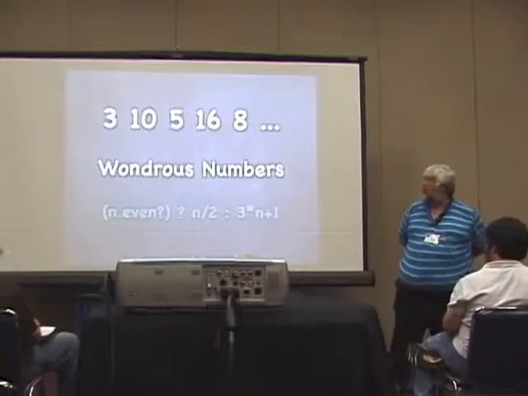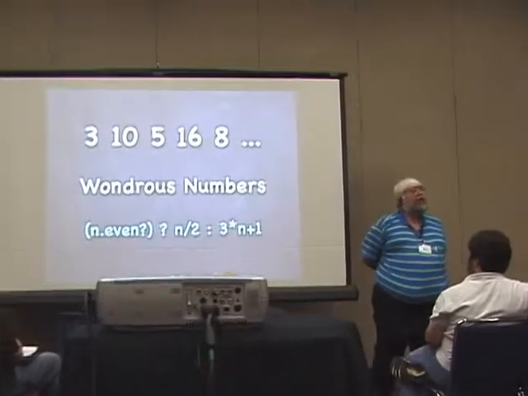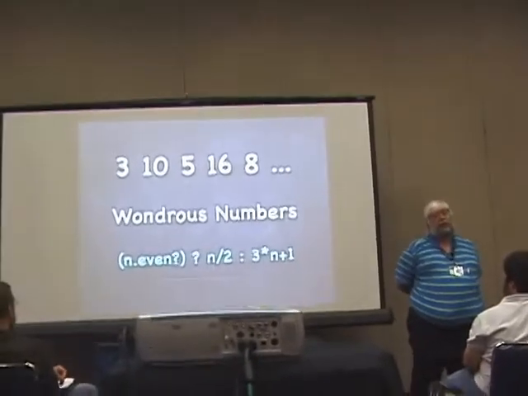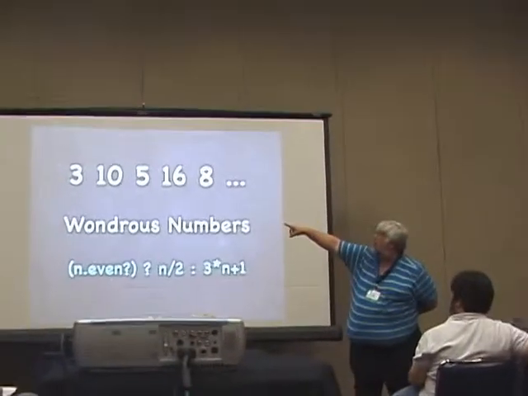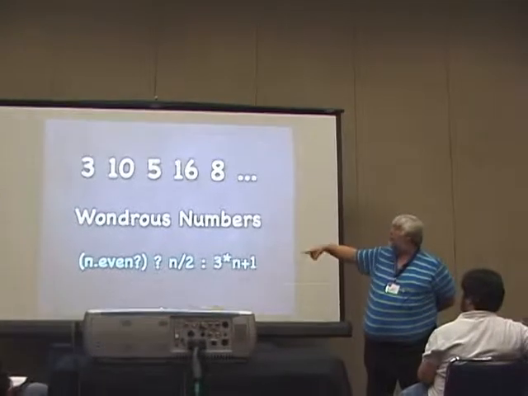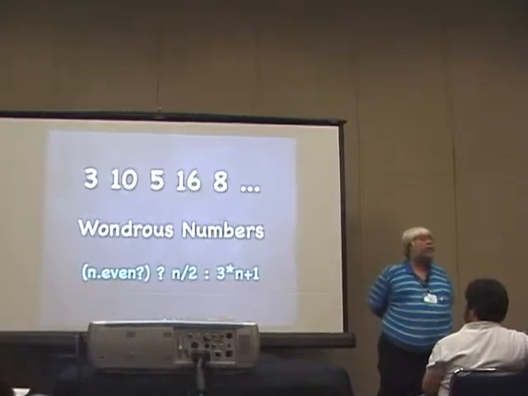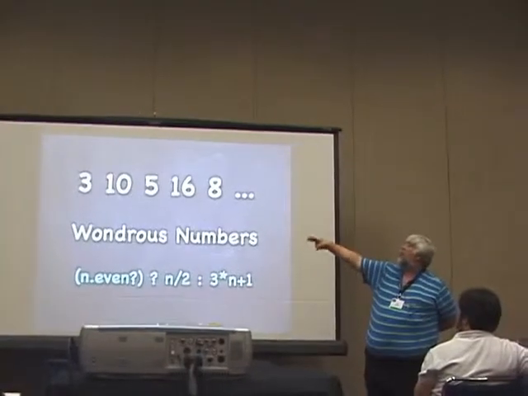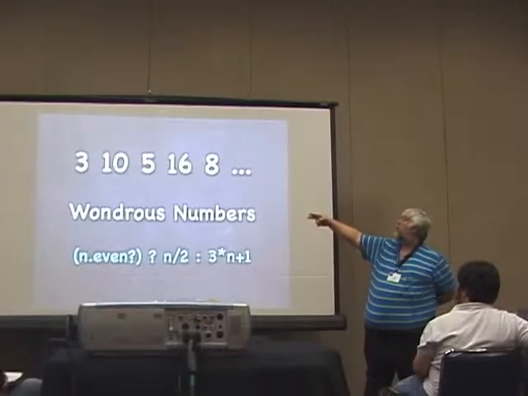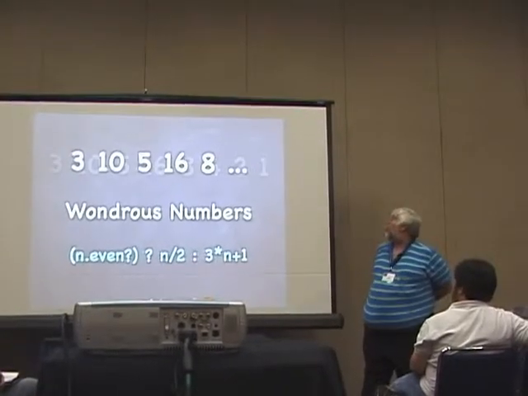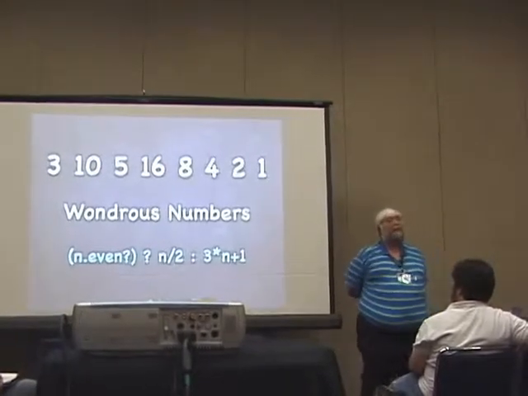This is a sequence, and the rule is, if you take a number in the sequence, and if the number is even, then you divide the number by 2. So in this sequence, 10 is even, so the next number is 5. If the number is odd, such as 3, then you multiply that number by 3 and add 1. So 3 multiplied by 3 is 9 plus 1 is 10. 10 divided by 2 is 5. 5 tripled is 15 plus 1 is 16. Then 16, 8, 4, 2, and 1.